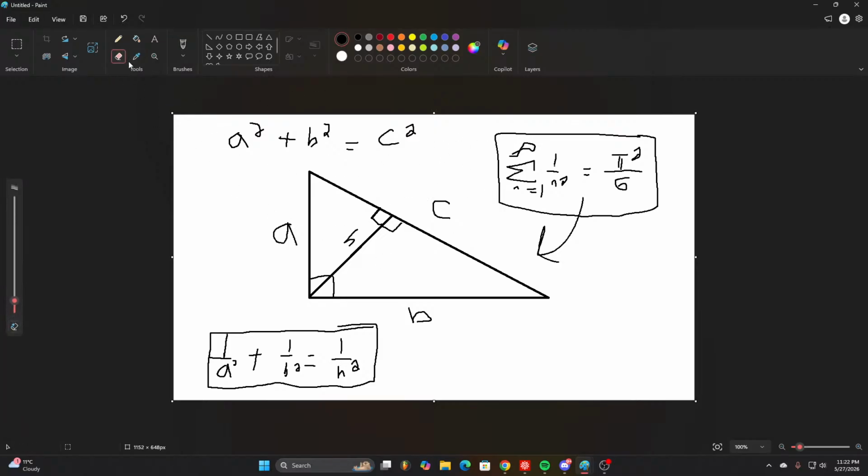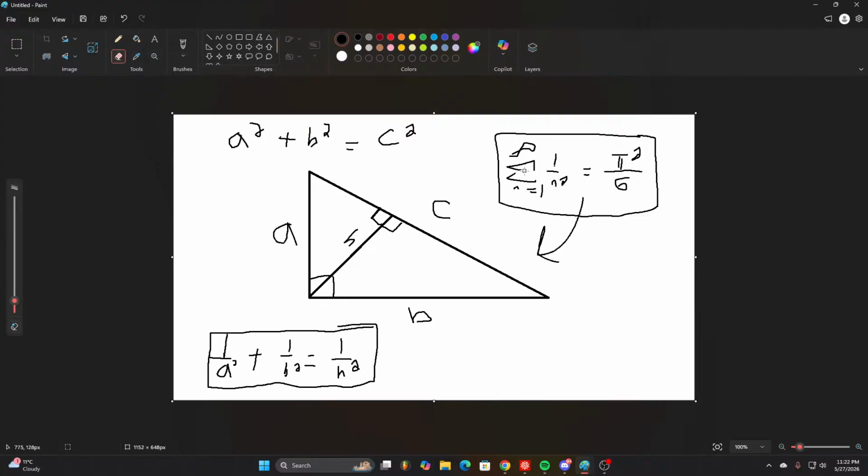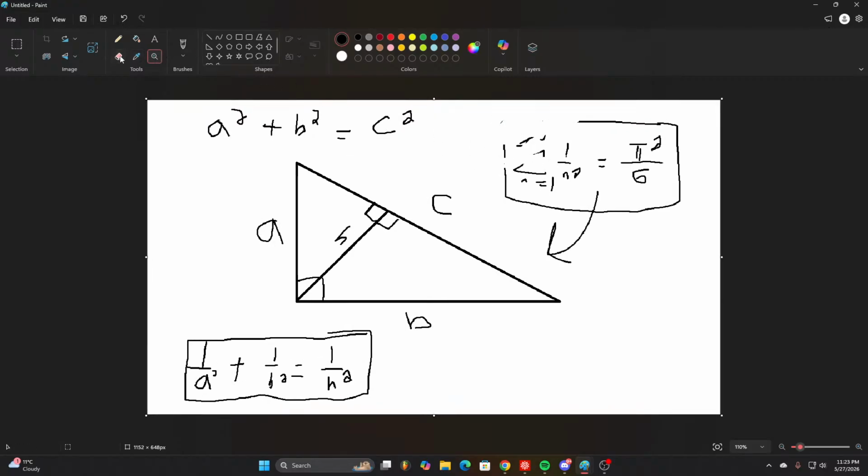We are, however, going to... How do I make it bigger? Guys, I've become a chud when it comes to paint. Oh, this is how I do it. Beautiful.